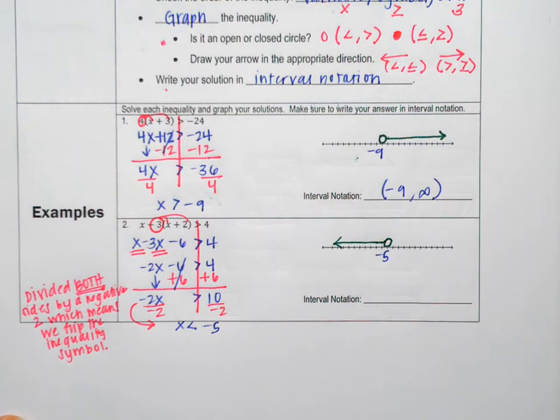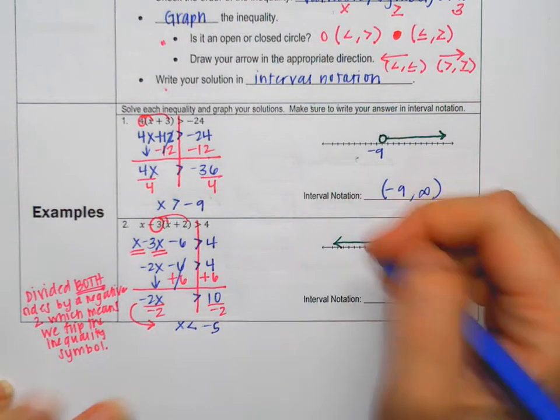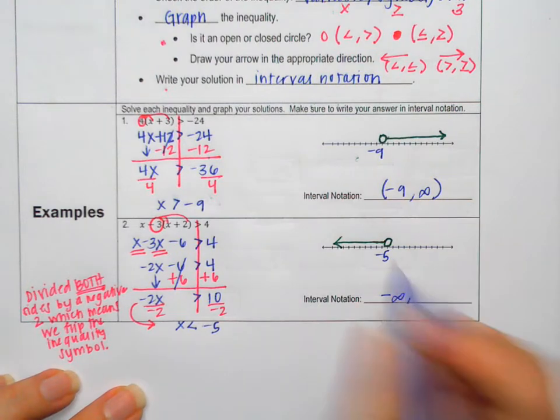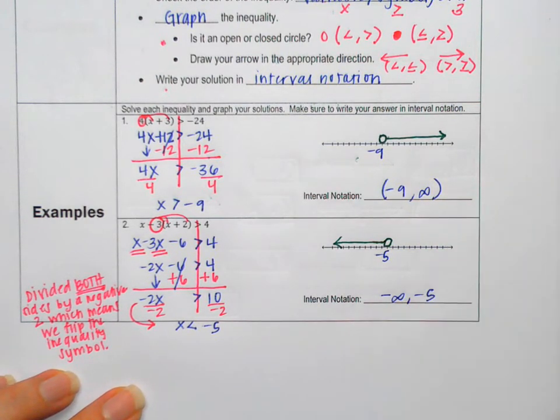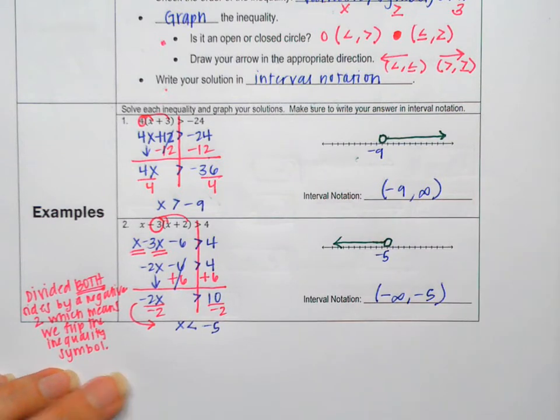And so to write that in interval notation, we're looking at it from left to right. It's going in the negative direction forever, so it's negative infinity, ends at negative 5. Infinity is always a parentheses. -5 is an open circle, so it's a parentheses.